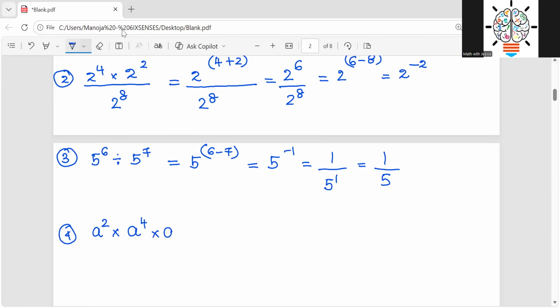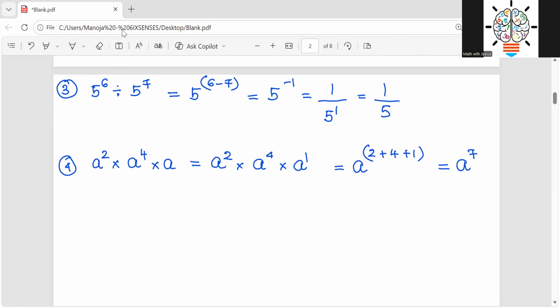Right? Then question number 4, you have a to the power of 2 times a to the power of 4 times a. The very first thing you should understand here: a to the power of 2 and a to the power of 4, and you want to write this as a to the power of 1. Even though they have not mentioned an index, we know a is a to the power of 1. Just to the power of 1, it gives me the same base value. So then what I do, a to the power of 2 plus 4 plus 1, right? So then your answer is a to the power of 7, right? a to the power of 7. So then we will move to question number 5.